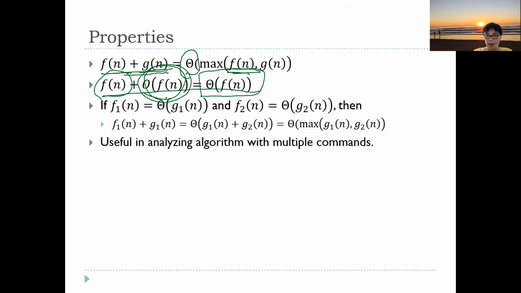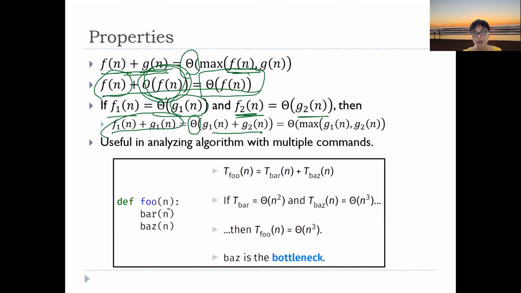And I can go one step further. If f1 of n is asymptotically the same as g1 of n, and f2 of n is asymptotically the same as g2 of n, then the sum of these two functions is asymptotically the same as g1 plus g2. This is useful when we try to analyze an algorithm with multiple commands. Just to give you one example.